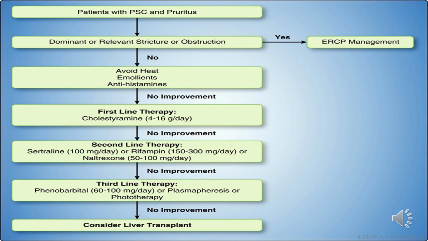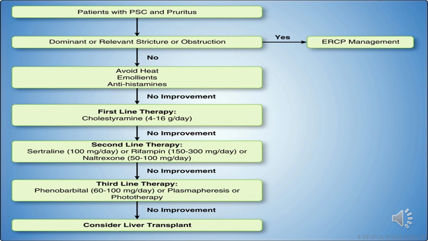So another algorithm, as we just mentioned: patients with PSC and pruritus, and those patients who have dominant or relevant stricture obstruction, if they have any of that, you should consider ERCP management right away. If not, so no stricture, no obstruction, then you start conservative measures. Avoid heat, apply emollients, use antihistamines. If there is no improvement, the first line therapy is going to be cholestyramine 4 to 16 gram per day.